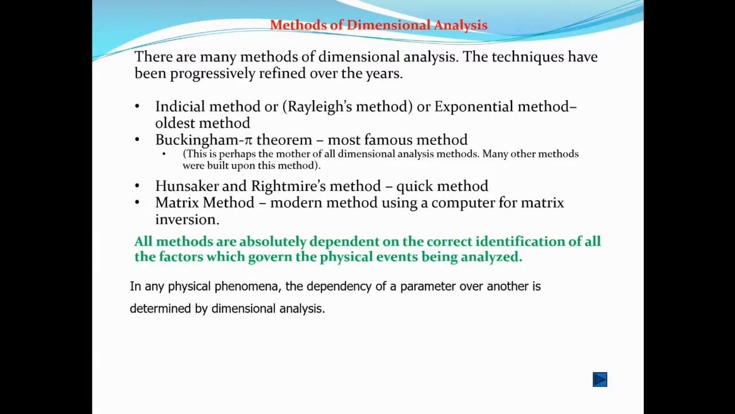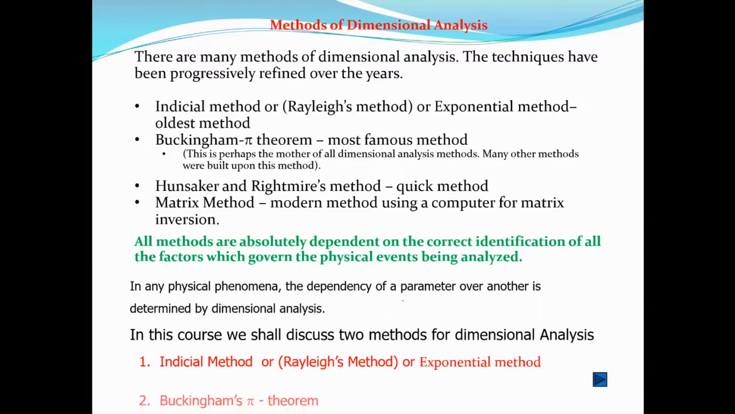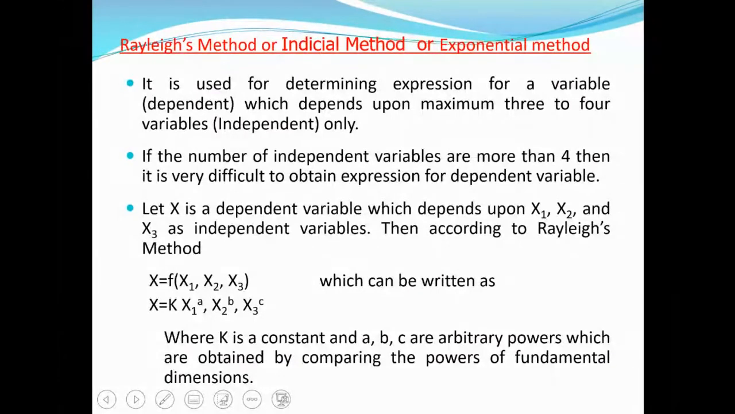And there are many methods of dimensional analysis. The techniques have been progressively refined over the years. You have the initial method or Rayleigh's method. You have the Buckingham-Pi theorem, the matrix method, and others. All these methods depend on the correct identification of all factors which govern the physical events being analyzed. And in any physical phenomenon, the dependency of a parameter on another is determined by dimensional analysis. In this course, we shall discuss two: the initial method or the Rayleigh method, and the Buckingham-Pi theorem.